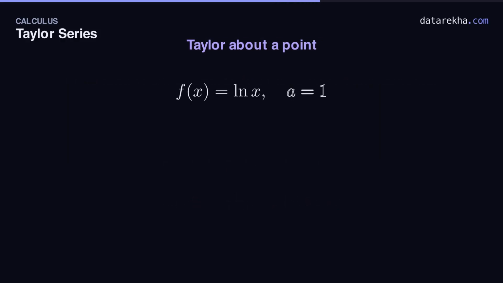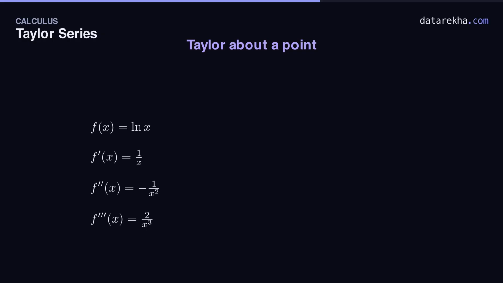Let's work one all the way through where a is not 0. Find the degree 3 Taylor polynomial of the natural log of x, centered at a equals 1. Notice we must expand in powers of x minus 1, not x. Build the derivatives. Log x, then 1 over x, then minus 1 over x squared, then plus 2 over x cubed. Now evaluate each at x equals 1. Log of 1 is 0, 1 over 1 is 1, minus 1 over 1 is minus 1, and 2 over 1 is 2. Clean whole numbers.